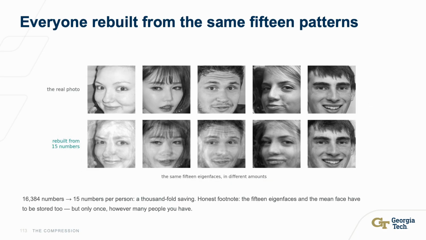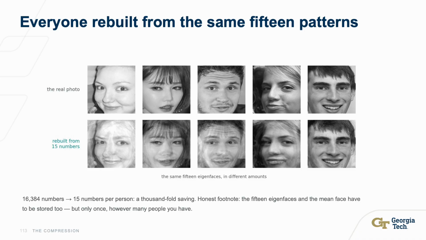Everyone rebuilt from the same 15 patterns: 16,384 numbers down to 15 numbers per person. That is roughly a 1,000-fold saving. The honest footnote is on the slide. The 15 eigenfaces and the mean face have to be stored as well, but only once, however many people you have. Add 1,000 more people, and you still store 16 images plus 15 numbers each. That is why the technique scales, and it is exactly how face recognition worked in the 1990s.